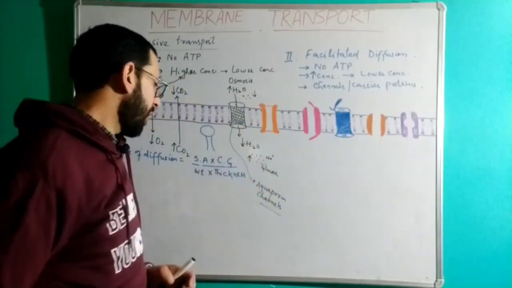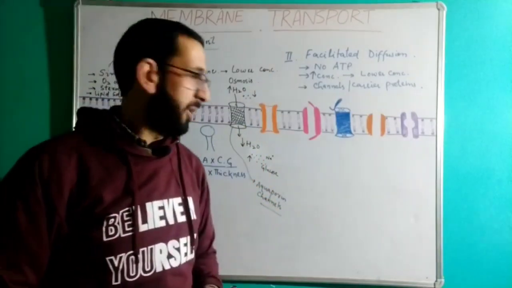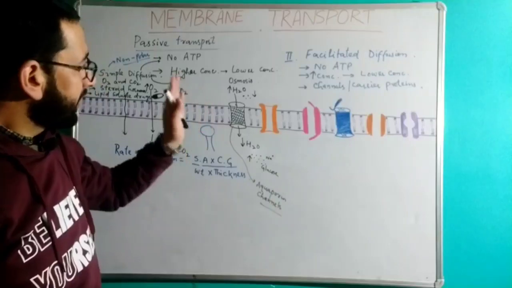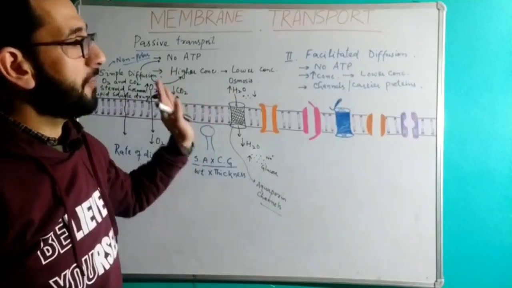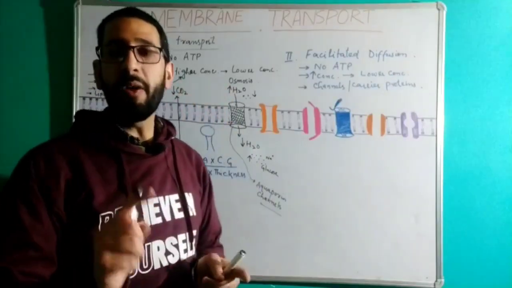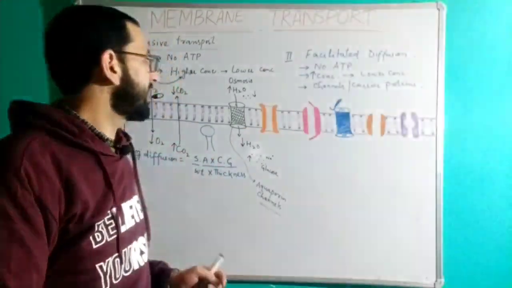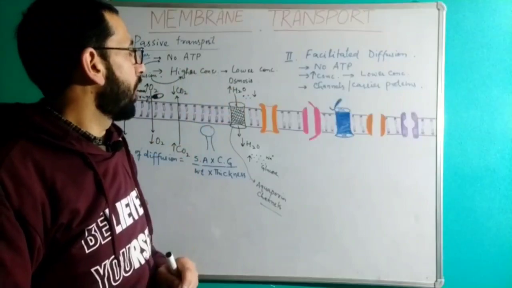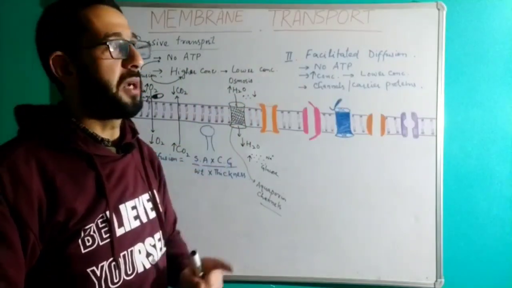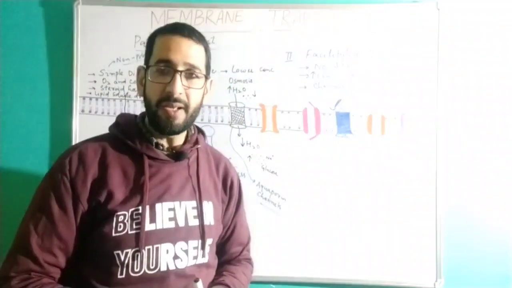We are going to talk about these channels in the upcoming videos. So these channels are particularly for the transport of water, but remember water will move from higher water concentration towards the lower water concentration, and that is osmosis. Osmosis, the first type of facilitated diffusion.